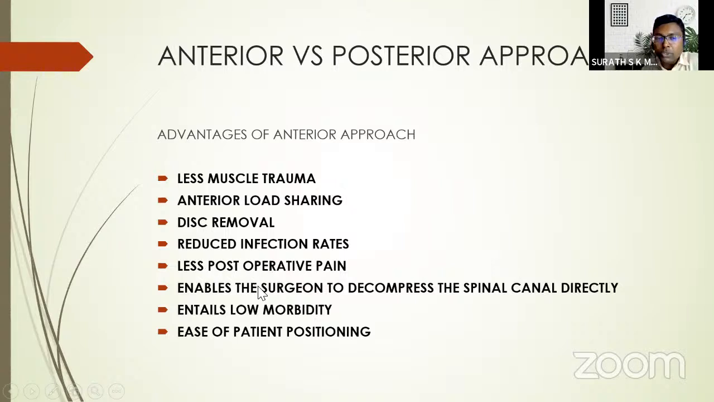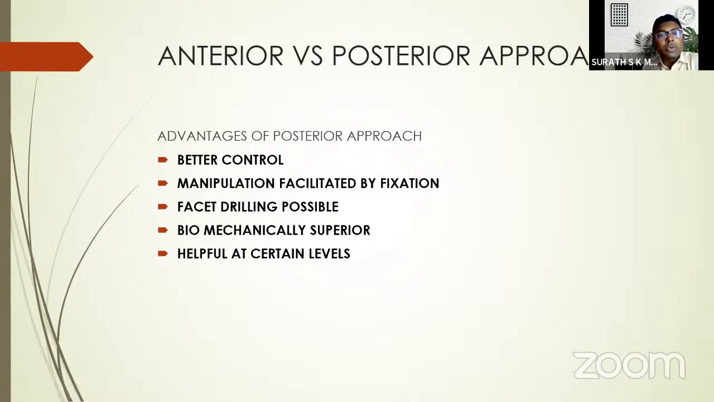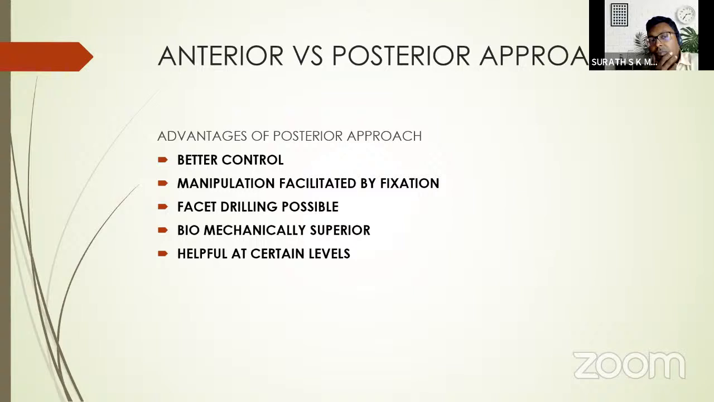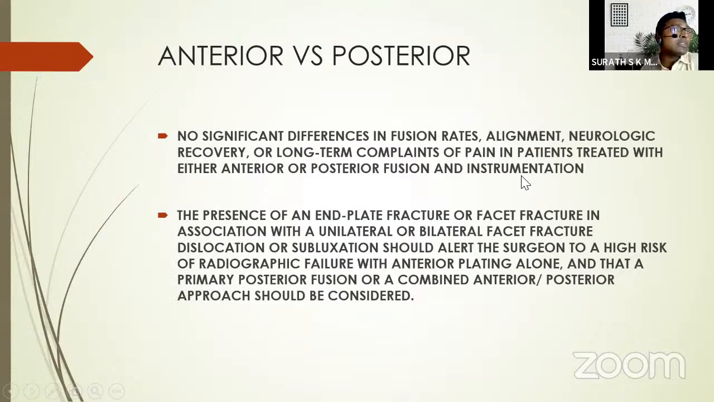So the direct decompression of the spinal canal for the surgeon, and also the morbidity is low, and the patient positioning is also easy. Regarding the posterior approach, we have a better control, and the manipulation is facilitated by fixation. We can drill the facets, and we all know biomechanically it is considered more superior and stronger than the anterior approach, and also it is helpful at certain levels such as C6, C7, and C7-T1 at the junction mainly.